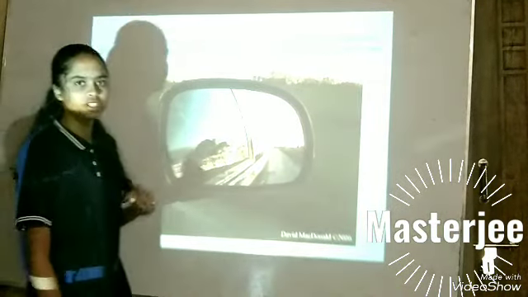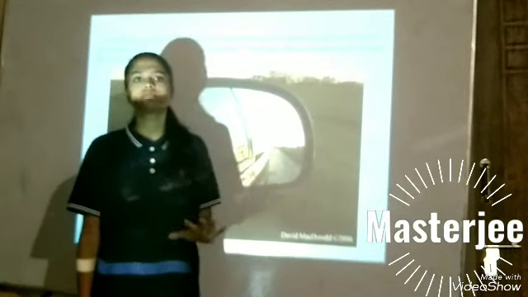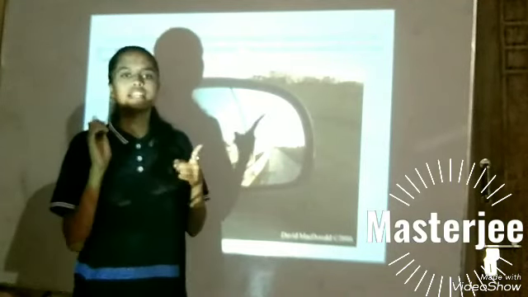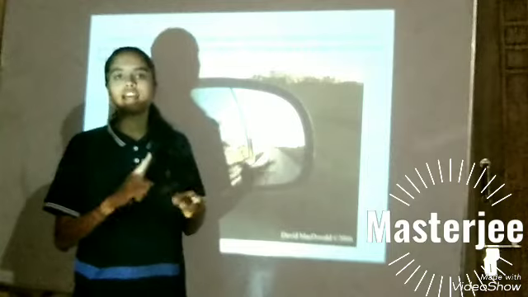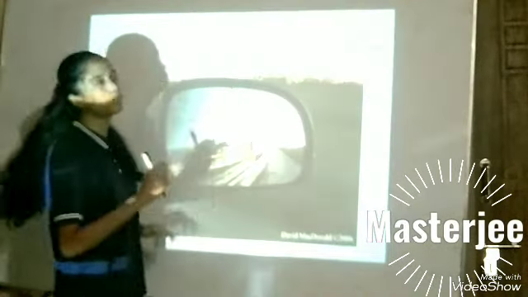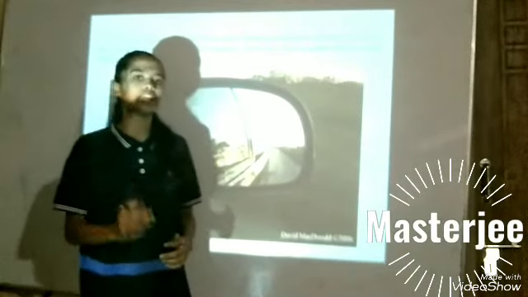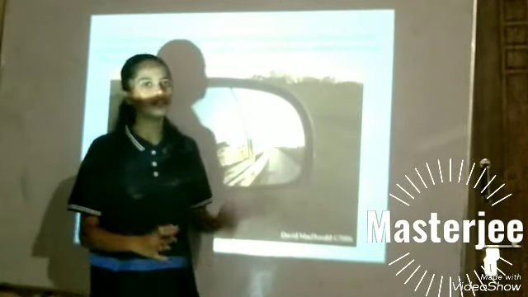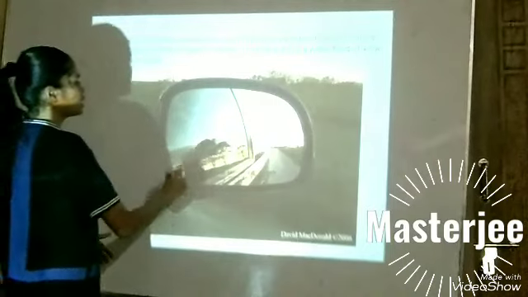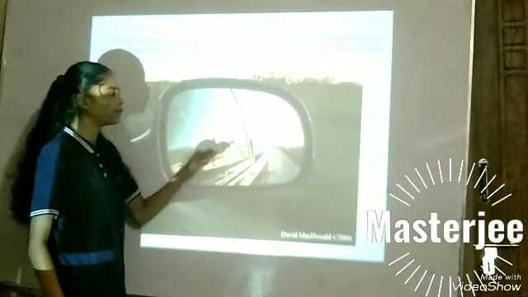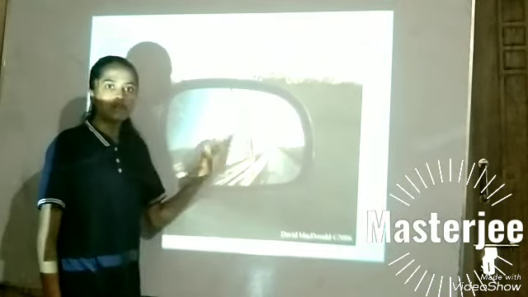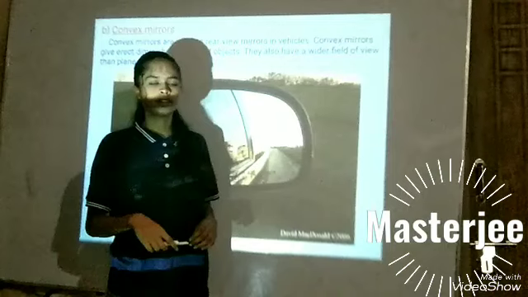Now the second type of mirror is the convex mirror. This mirror will always provide an image which is virtual, erect and diminished. This mirror is importantly used as the rear view mirror in vehicles and also as mall security and shop security mirrors. Why it is used as a rear view mirror: the image which falls on this mirror will be virtual, erect, diminished.